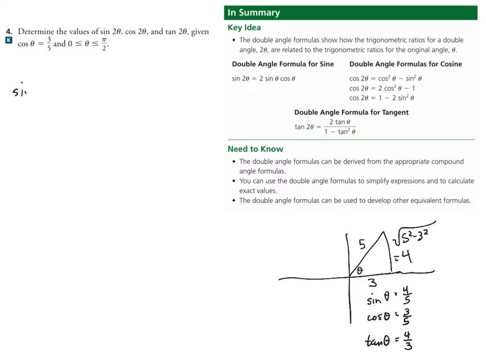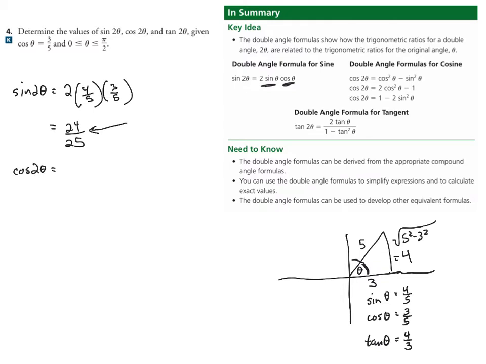So sine 2 theta equals 2 sine theta, which is 4/5, times cos theta, which is 3/5. And that equals 24 over 25. So whatever angle this is, theta, if you double that angle, the sine of twice that angle is going to be 24 over 25. That's interesting. All right, let's do cos of 2 theta.